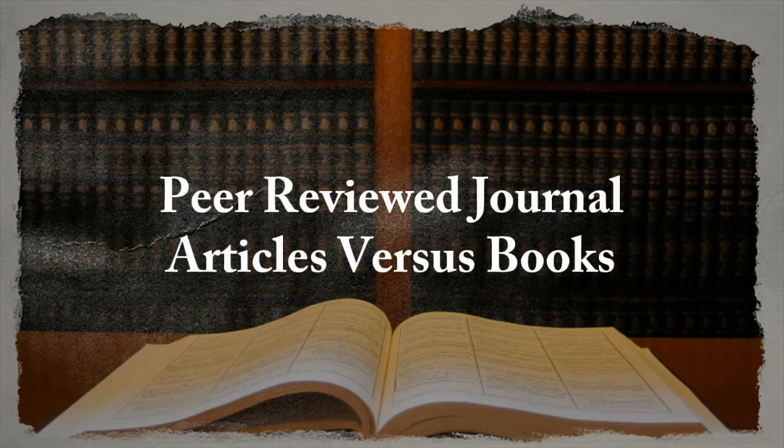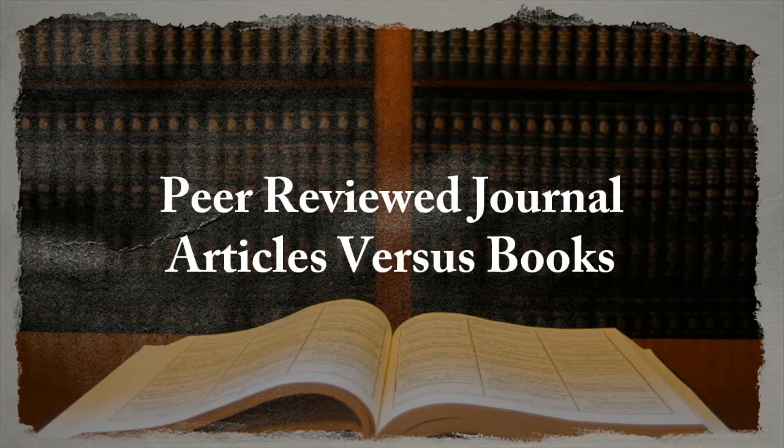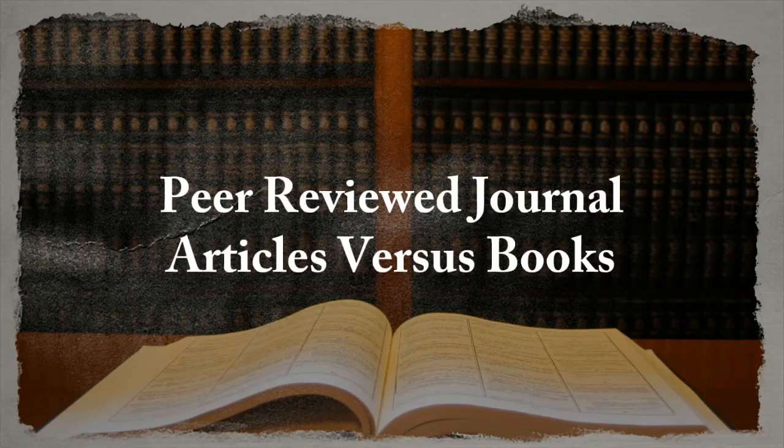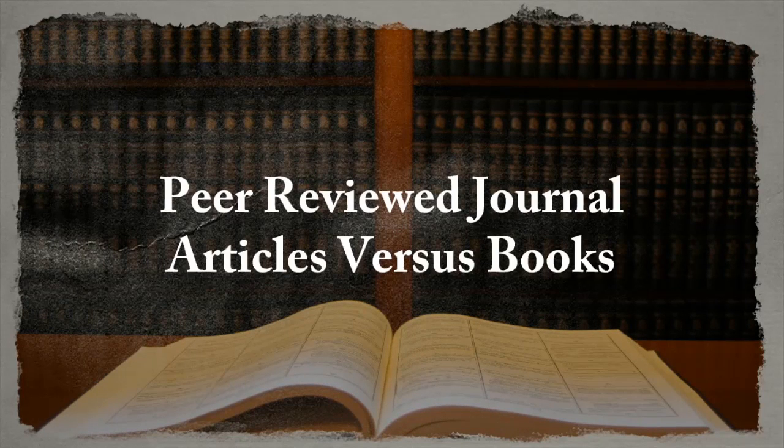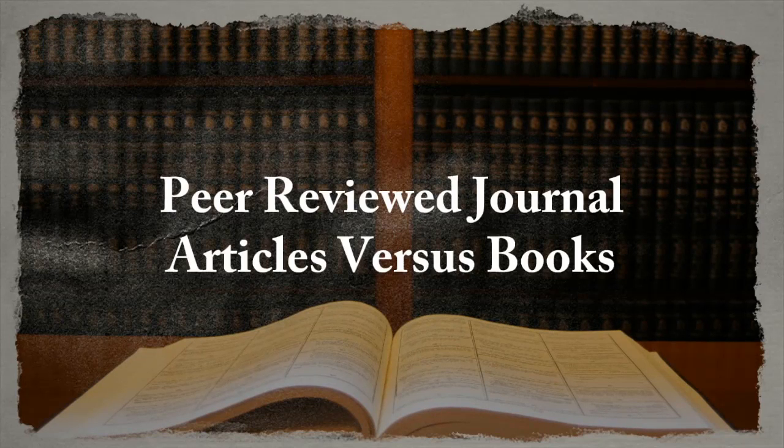Let's talk about peer-reviewed journal articles versus books. We know that peer-reviewed journal articles have been vetted, so that information has been deemed to be of good quality, timely, relevant, and reliable. A book, however, is published by an individual and it's not necessarily vetted.